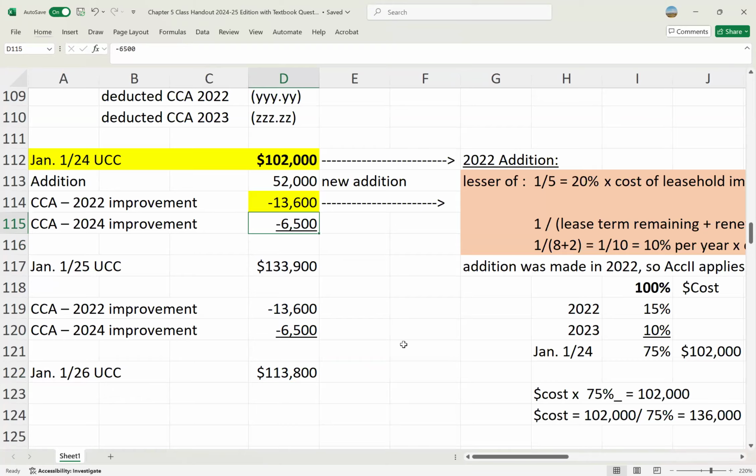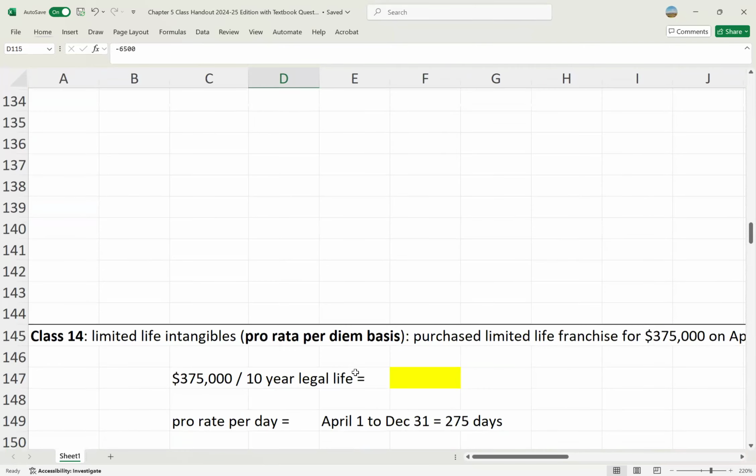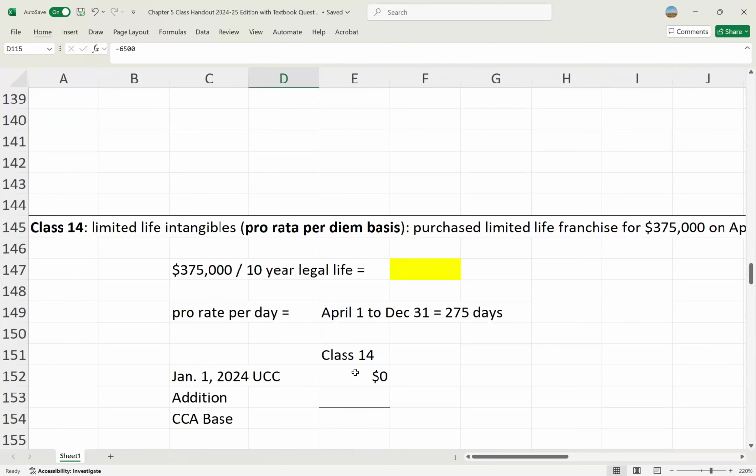We're going to move on to another exception to those standard calculations, and that is class 14. So class 14 is for limited life intangibles. And if you remember from your accounting classes, intangibles are things such as maybe franchise fees, copyrights, patents, but this is limited life. This is not goodwill. Goodwill will go into a separate class. So these are, once again, patents, copyrights, franchises that have a limited life.